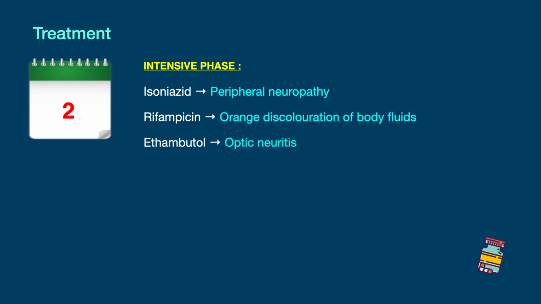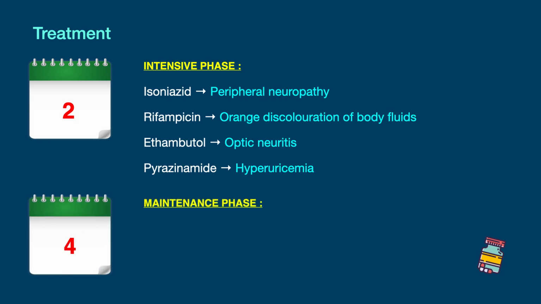Pyrazinamide and ethambutol are given for the first 2 months. Regular eye screening is needed as ethambutol can lead to optic neuritis, which is usually reversible with discontinuation, though irreversible blindness has been reported. Adjuvant steroids are prescribed for CNS and pericardial TB infections.